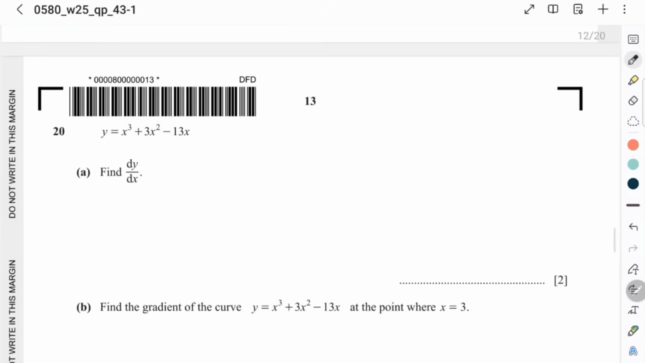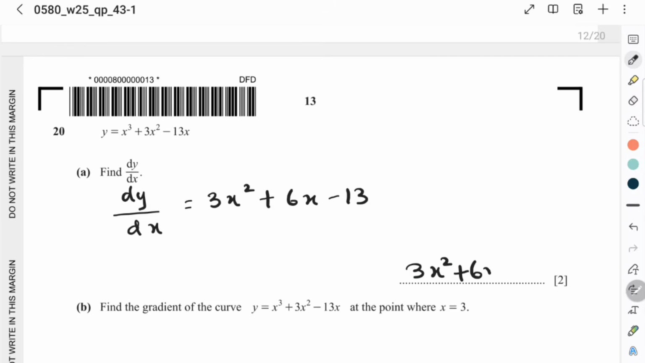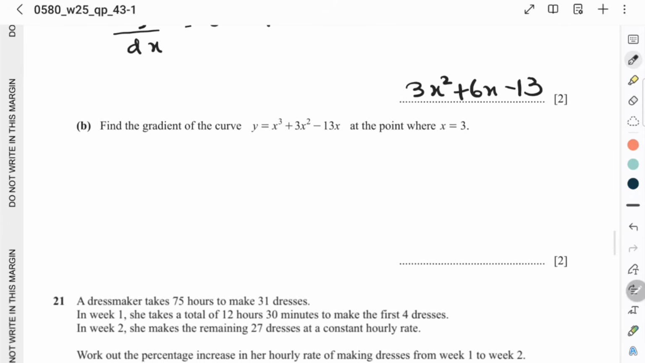Okay, now next, question number 20. In the 20th question, y is equal to x cube plus 3x square minus 13x, find dy upon dx. So dy upon dx is equal to: multiply the coefficients with the power and reduce the power by one. So 3x square plus 6x minus 13. Because 3 times 2 is 6, and 3 ones are 3, and reduce the power by one. Find the gradient of the curve y equals x cube plus 3x square minus 13x at the point x equals 3.